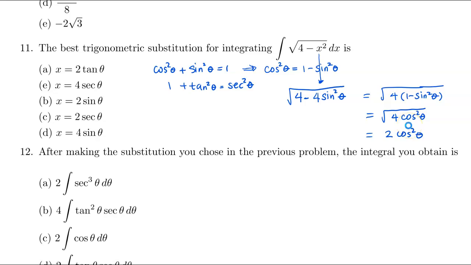Okay, so going back there, this is what we're trying to accomplish. We want that x squared to be 4 sine squared theta. That would imply that x is just 2 sine theta. And that is letter B.